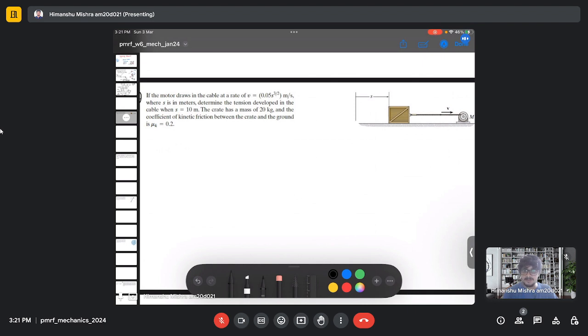The crate has a mass of 20 kg, and the coefficient of kinetic friction between the crate and the ground is 0.2. So here the box or the crate is moving with a velocity which is a function of distance s, and we need to find the force when the distance between the crate and the cable is 10 meter, and we have given the mass of a crate which is 20 kg, and we have given the coefficient of friction. That means there is a friction force also which is acting as the crate is moving toward the cable.